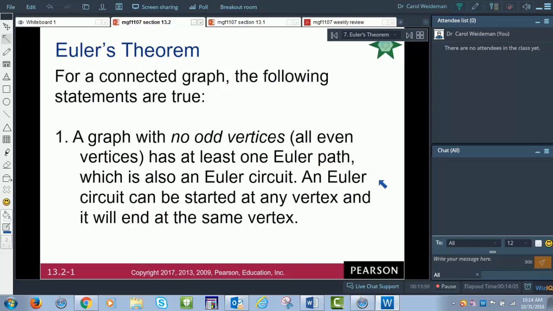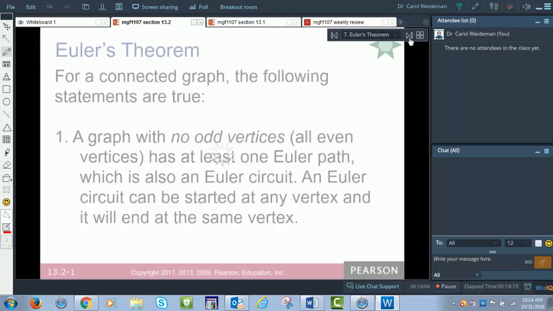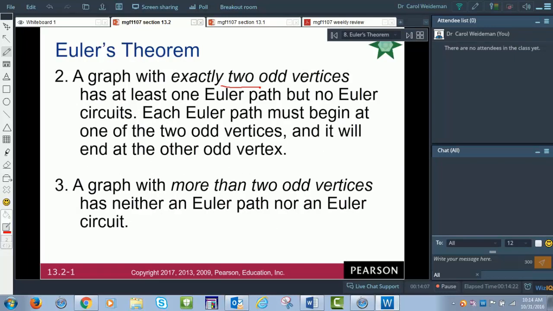Now, Euler's theorem is going to help you determine if there are Euler paths and circuits. A graph with no odd vertices, all the vertices are even, has at least one Euler path, which is also a Euler circuit. The Euler circuit can be started at any vertex and it will end at the same vertex. A graph that has exactly two odd vertices has at least one Euler path but no Euler circuit. Each Euler path must begin at one of the odd vertices and it will end at the other odd vertex. A graph with more than two odd vertices has neither a Euler path nor a Euler circuit.